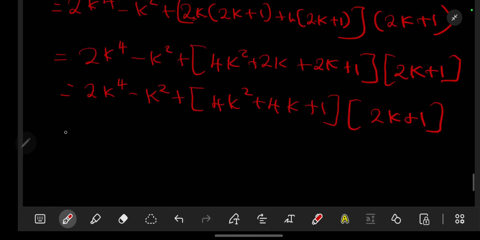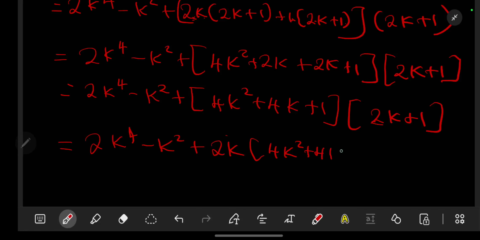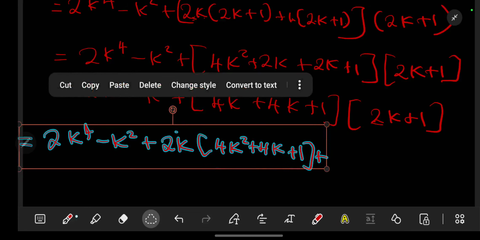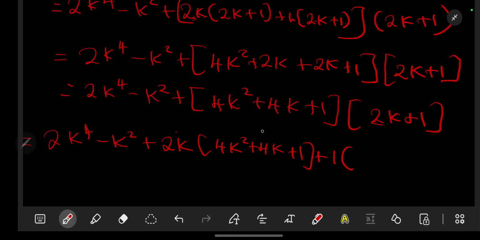So how do you multiply? You can use the binomial theorem if you want, whichever, minus k squared. So this 2k multiplies everything, so we have 4k squared plus 4k. Then plus 1, then plus our 1 again multiplies everything. Let me move this and reduce it a bit. So our 1 multiplies everything, so we have 4k squared plus our 4k plus our 1, like that.